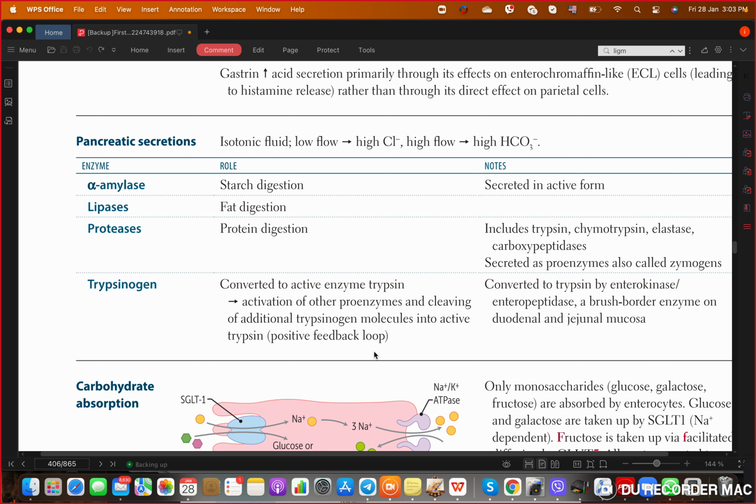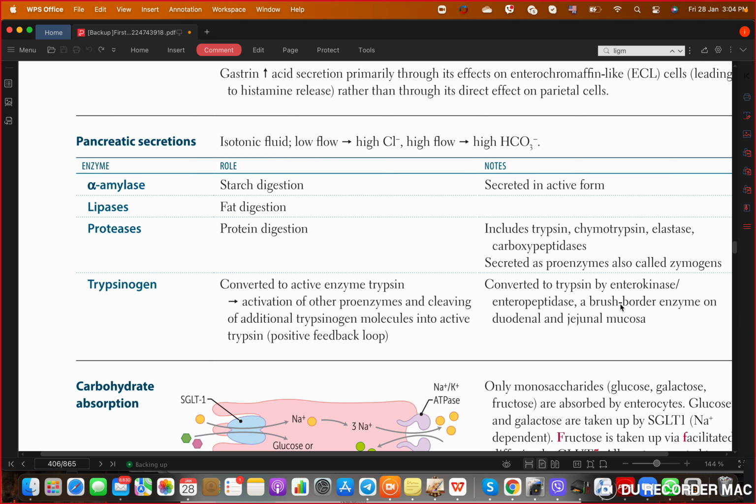So how can we make trypsin out of trypsinogen? Well, there is one enzyme that has three names: enterokinase, enteropeptidase, and the brush border enzyme. They can use any of these. It's located in the duodenum and the jejunal mucosa, and it converts the trypsinogen into trypsin. The trypsin is going to convert the trypsinogen into trypsin again, and it's also going to convert other types of enzymes into their active form.